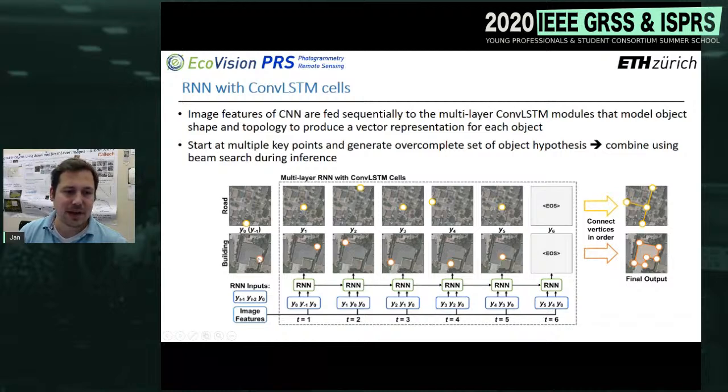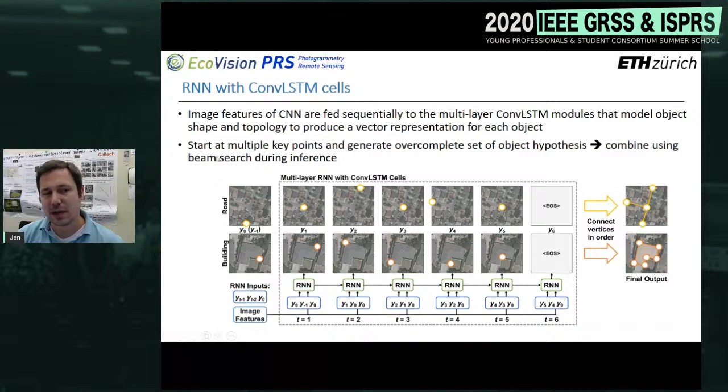And then sometimes it might happen that the wrong nodes are connected that go through the building and so on. So our basic engineering hack to deal with wrong connections was that we start at multiple different key points at the same object. So this one, this one, this one, and so on. The same for roads. And we generate an over-complete set of building object hypotheses, the same for roads. So we basically have multiple different shapes, multiple different versions of the same building. And we then condense all these multiple different polygons into one final representation using beam search.